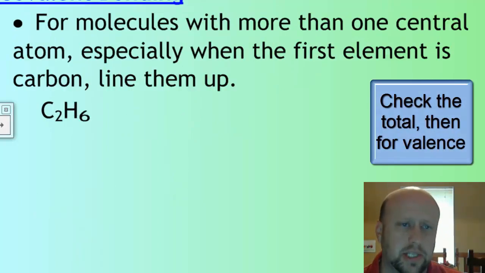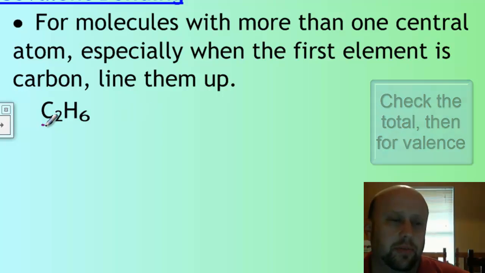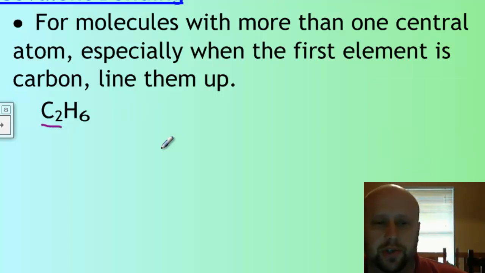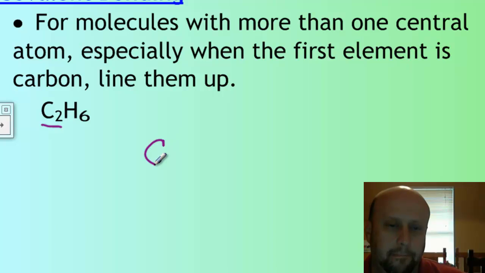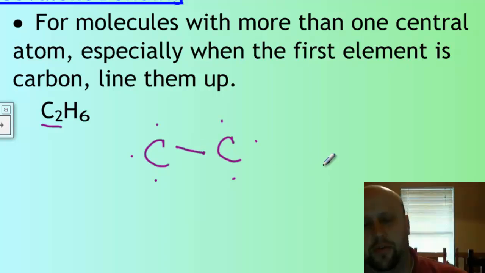So let's work a slightly more complicated one. If you've got more than 1 central atom, so like in this case I have 2 carbons, here's what you do. Just line them up. Okay, so I've got 2 carbons. They each have 4 valence electrons. Okay, and so I'm going to line them up, and then the first thing I'm always going to do is I'm going to draw at least 1 bond to connect them, so I don't forget to do that.